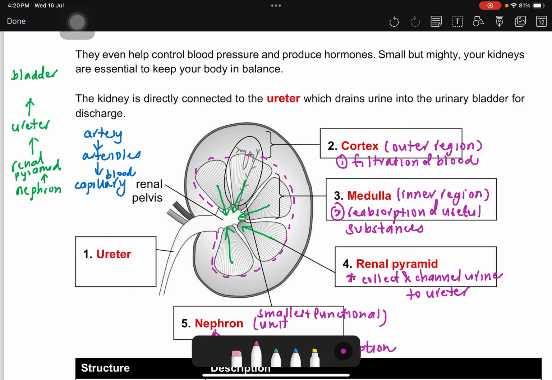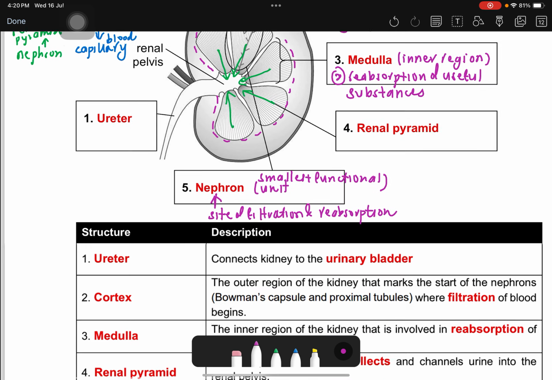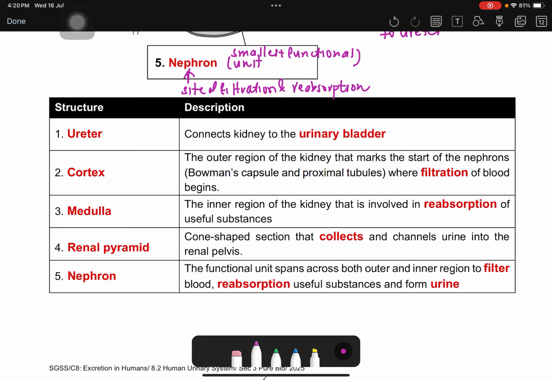Okay, so this is just a broad overview of the cross-section of the kidney before finally we examine the nephron, which is made up of even more microscopic structures. So you can take this down in your notes by pausing the video.